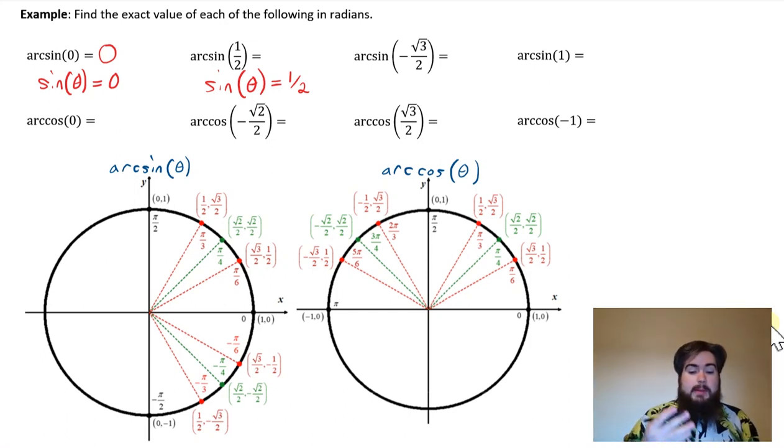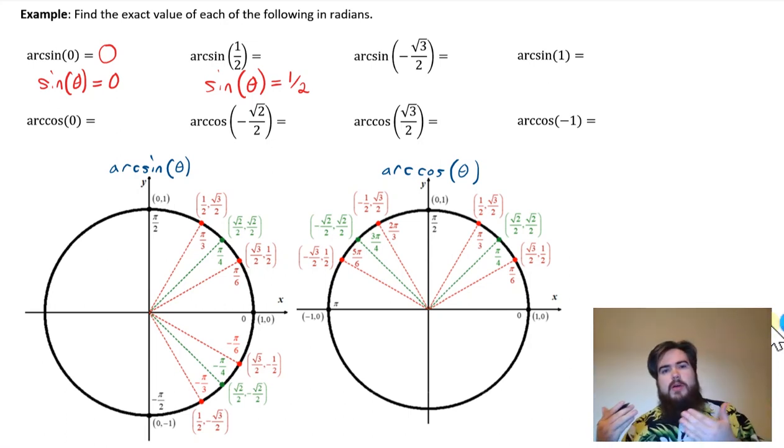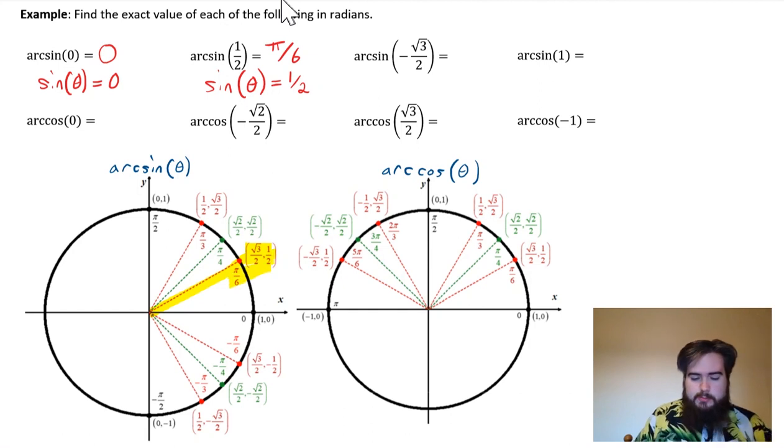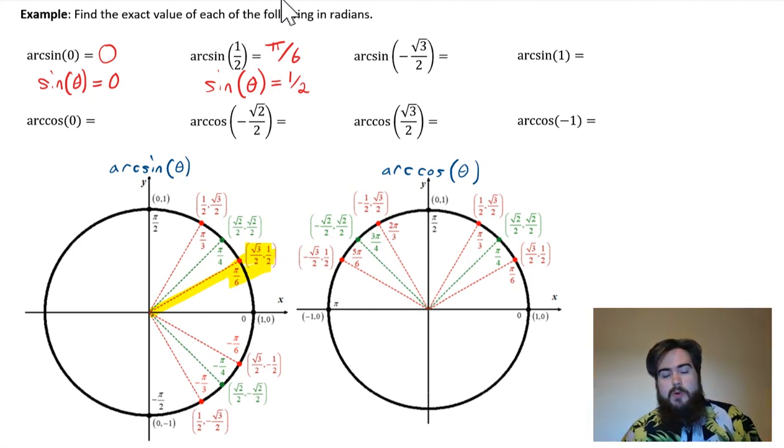In this case, we have a positive value, so I'm going to get something in quadrant 1. And where sine of theta would equal 1/2 in quadrant 1 would happen at pi over 6. We see that in the representation down here at pi over 6. Remember that sine is associated with the y-coordinate on the unit circle.